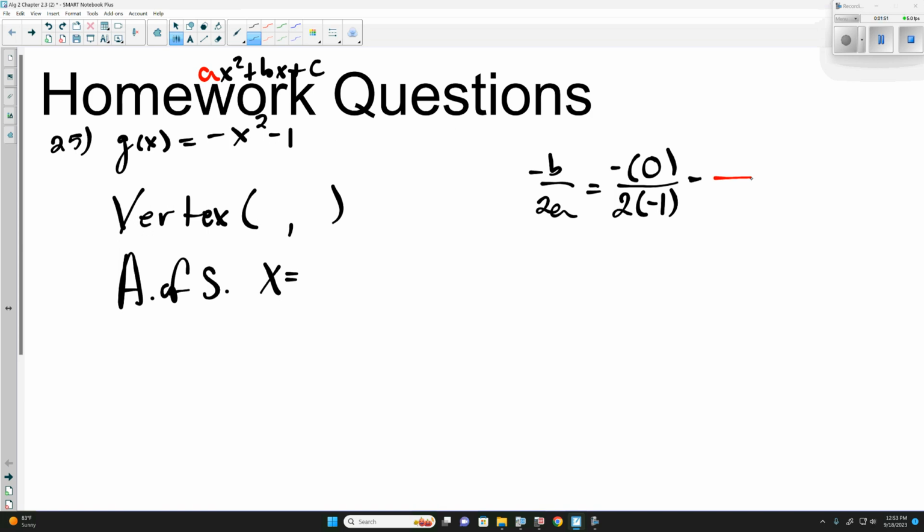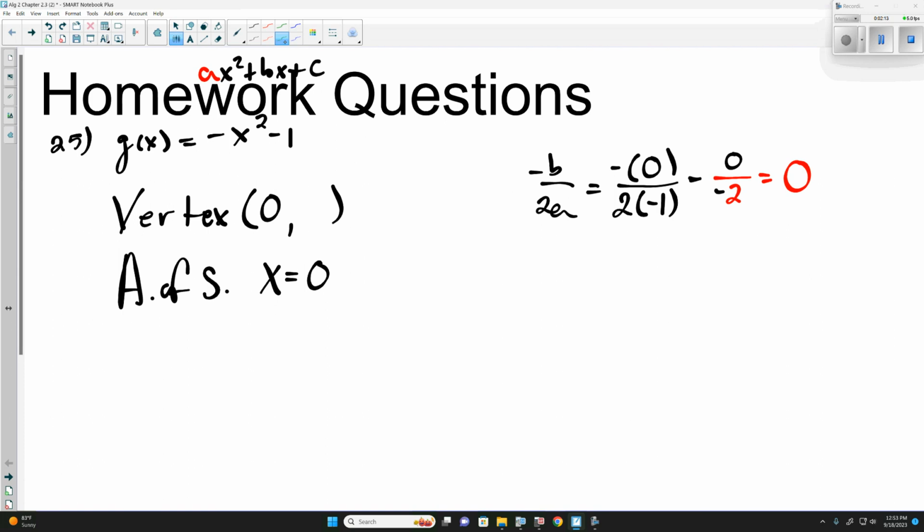Well, we can calculate this out. Negative 0 is just 0. 2 times negative 1 is negative 2. And 0 divided by negative 2 is 0. Which means the x value of the vertex is 0, and our axis of symmetry is x equals 0.